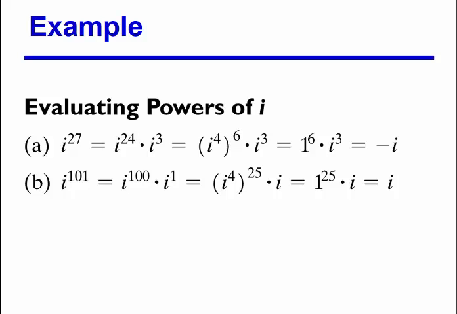And then b, i to the 101st power is equal to i raised to the 100th power times i to the first power, which then i to the first power is simply i. Now i to the fourth, we know that it just happens to be 1, so it's 1 to the 25th. So 1 to the 25th times i just simply becomes i.